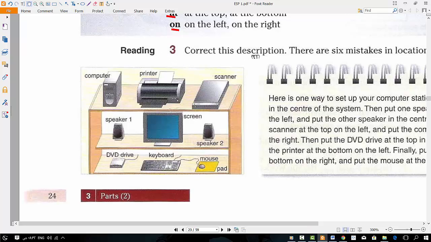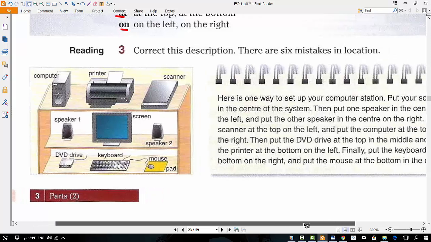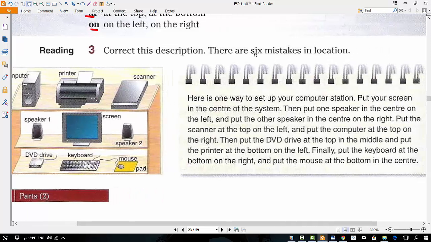Three. Correct the description. There are 6 mistakes in location. Let's read and correct the mistakes here. Here is one way to set up your computer station. Put your screen in the center of the system. Yeah, put the screen in the center, like this.